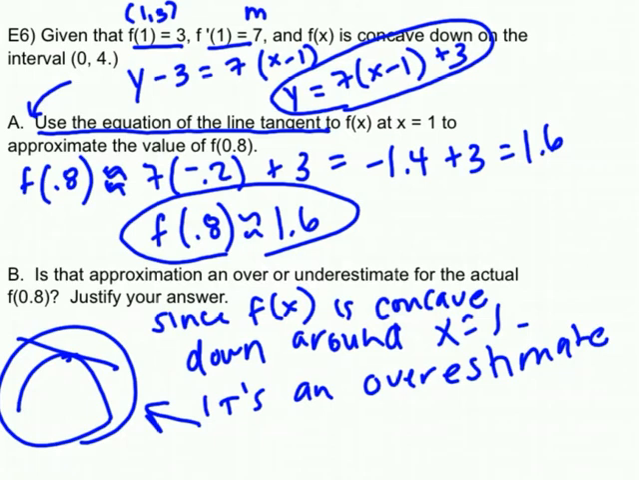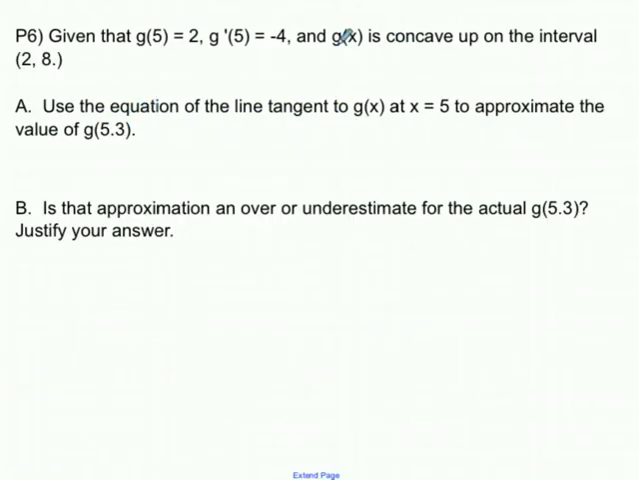All right, last one for this video. Same exact problem. So you're given g of 5 and g prime of 5, right? You are given that the graph is concave up on a particular interval. You are asked to use the equation of the tangent line to approximate a value and then answer whether it's over or under. So here's your slope. Here's your point, 5, 2.